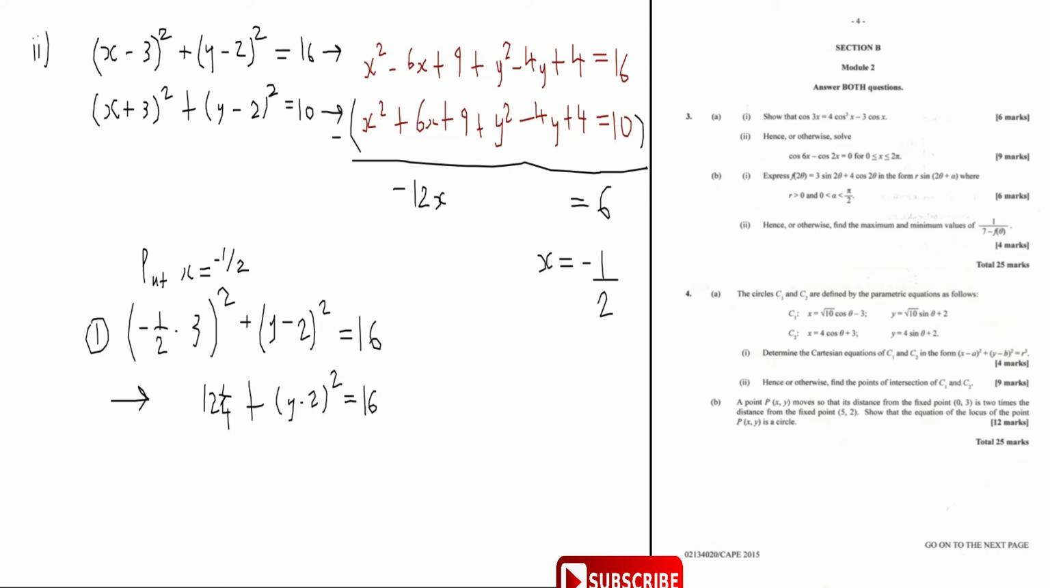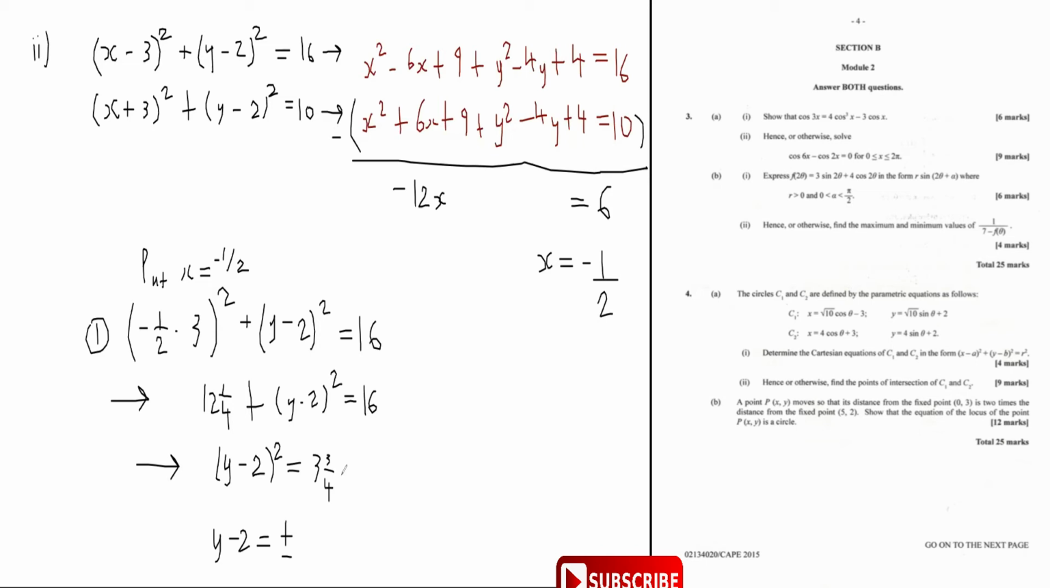So all we have to do now is subtract 12 and a quarter from both sides. That implies y minus 2 squared is equal to 16 minus 12 and a quarter, which I get as 3 and 3/4. Then you square root both sides to get y minus 2 is equal to plus or minus the square root of 3 and 3/4. Remember, when you square root, you get two values.